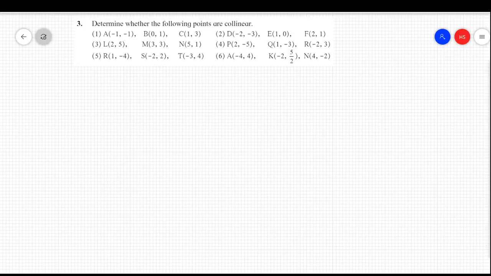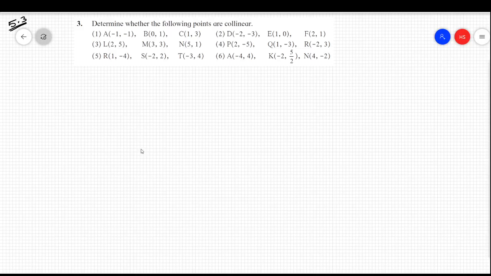Okay, students. So 5.3, question number 3. What is the question? Determine whether the following points are collinear. Okay. So they have given us 3 points along with their coordinates.